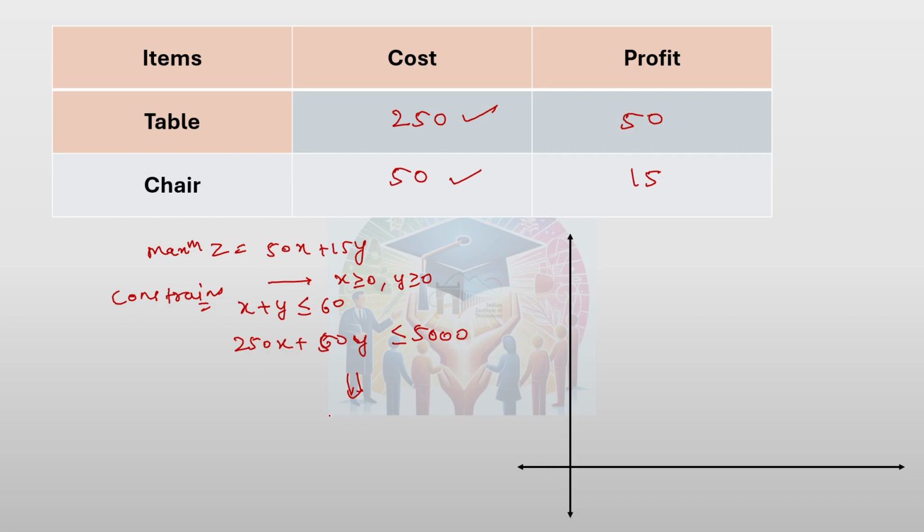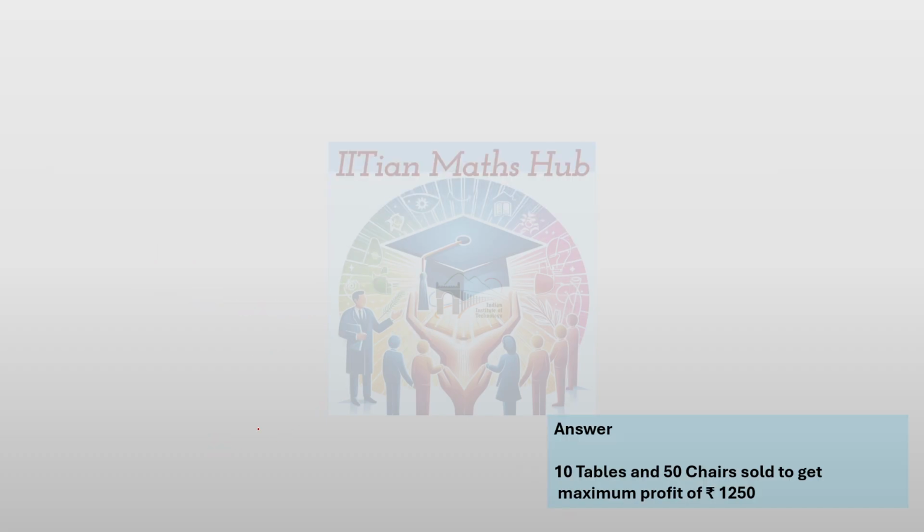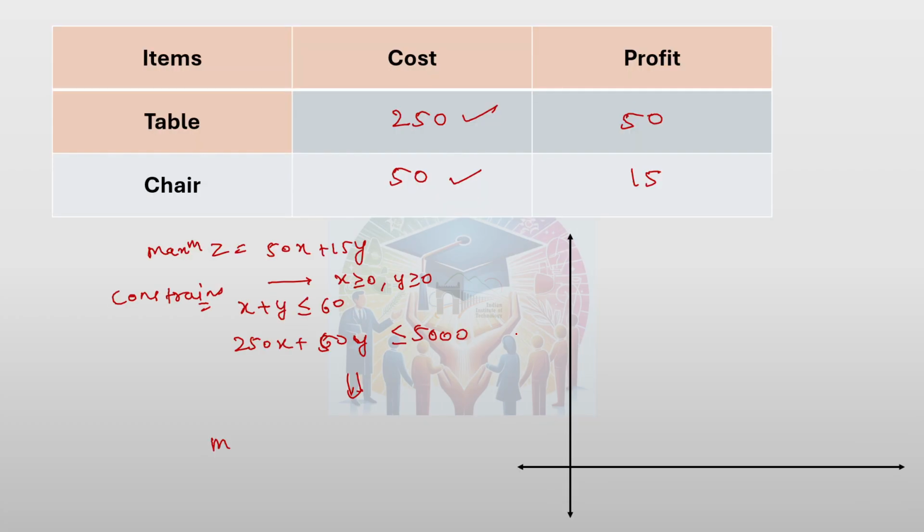So I'm leaving it to you again. Maximum value you have to find out. The answer I think I have here written. So the answer you will be getting is 10 tables and 50 chairs. That is, x value is 10, y value is 50, and he will get the maximum profit of 1250 rupees. That is the maximum Z value. All right. Is it clear? Or any doubt is there? The graph you will draw and you will get the solution.